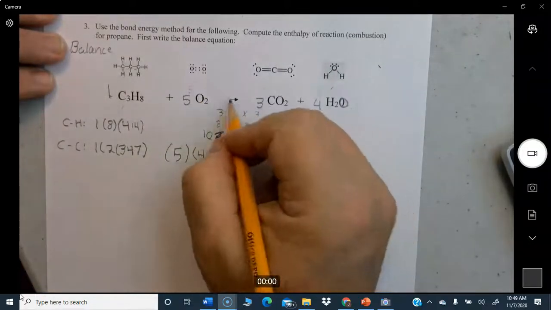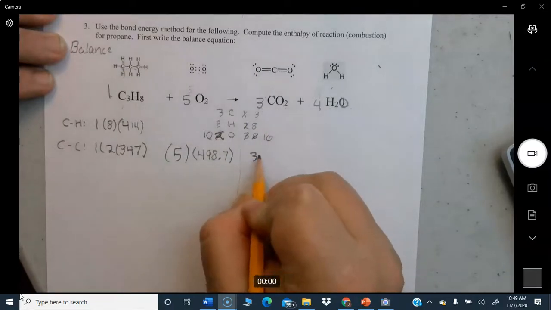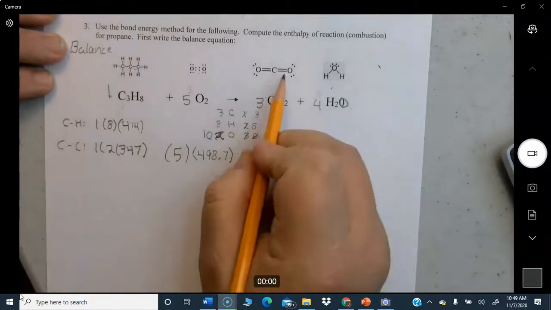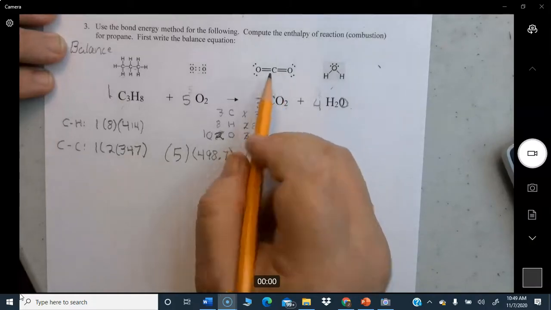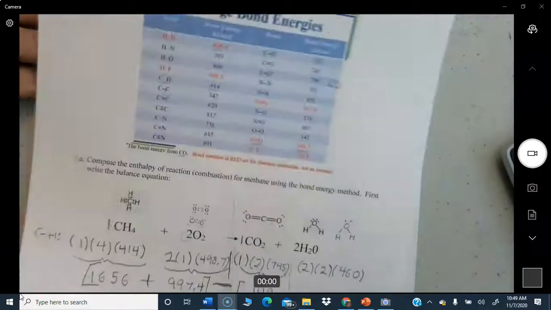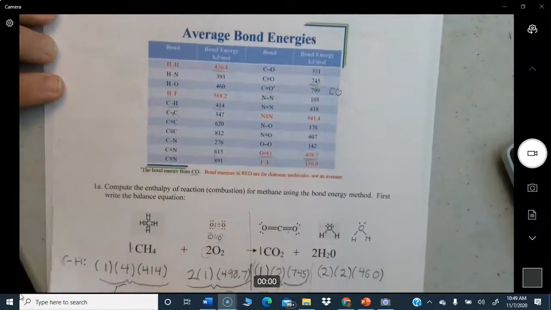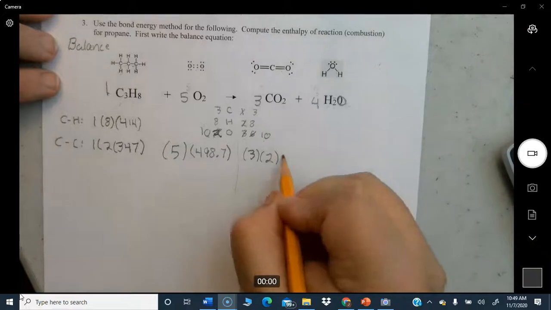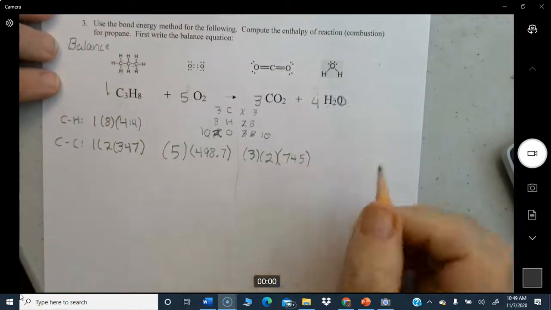Now we're crossing the arrow here. So we have carbon dioxide. We have 3 molecules of that. Each carbon dioxide has a carbon-oxygen double bond. There's 1 there, there's 2 there. So there's 2 per molecule. And we found that that is the 745 that we've used before, right there. Okay, that's taken care of.